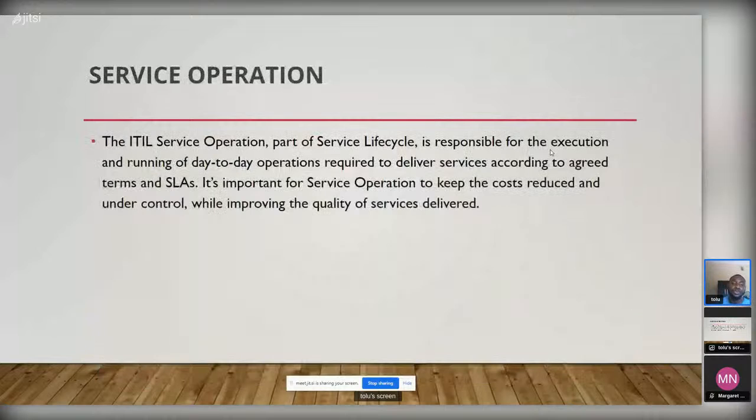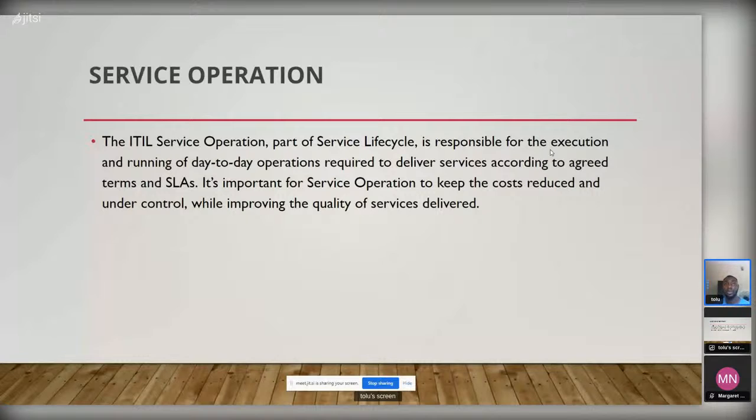Service operation. The service operation part of the life cycle is responsible for the execution and running of the day-to-day operations required to deliver service according to agreed terms and the service level agreements. It's important for service operation to keep the cost reduced and under control while improving the service quality.